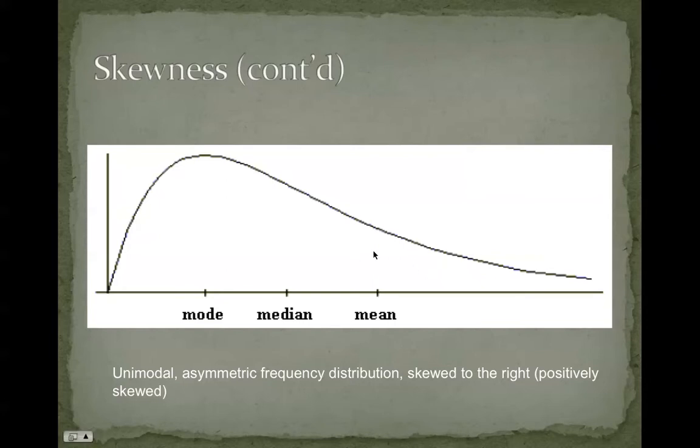So you can't fold this side over onto this side and have it be exactly the same. And it's skewed to the right because it's almost like the data were all pushed from the right to the left. So in that case, it's skewed to the right. It's positively skewed.